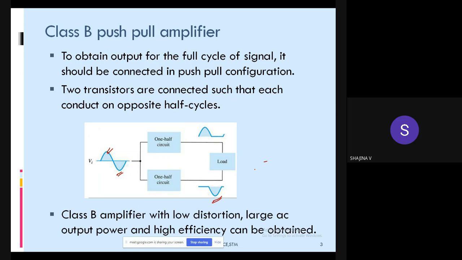So by using this class B amplifier with the push-pull configuration, you can obtain low distortion, large AC output power, and high efficiency. So these are the advantages of this push-pull class B configuration: low distortion, large AC output power, and high efficiency.